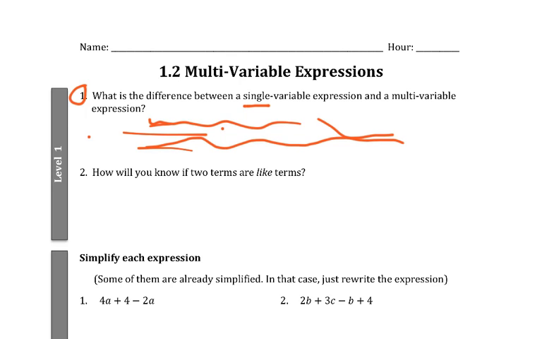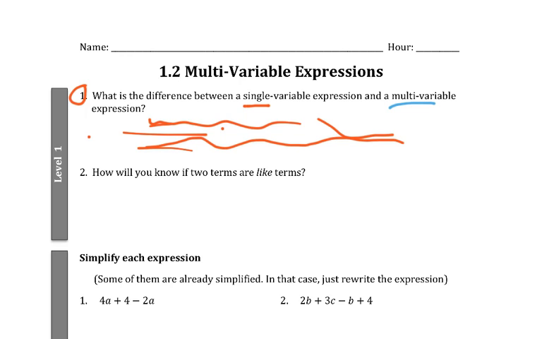But in a multivariable expression, you're going to see more than one kind of letter. So you might see an x and a y, or an x and a z, or an a and a b, or something like that. So single variable expressions have one kind of variable. Multivariable expressions have more than one kind of variable. So pretty easy. I hope that makes sense to you. Put that in your own words.